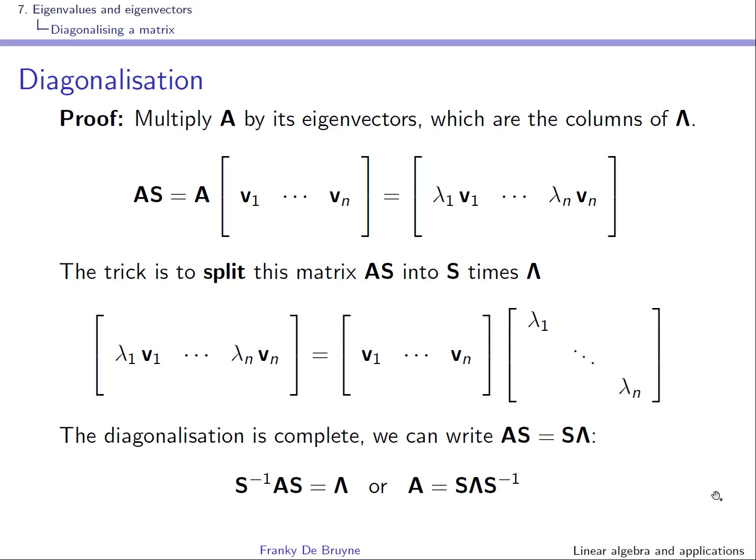Well, this can be proven quite easily. Remember the product AB, if we use the column interpretation, can be written as A times the first column of B. Okay, the second column is A times, well, the second column of B. And of course you have to continue up to the last column.